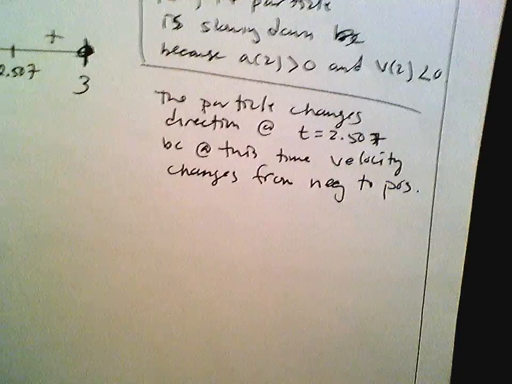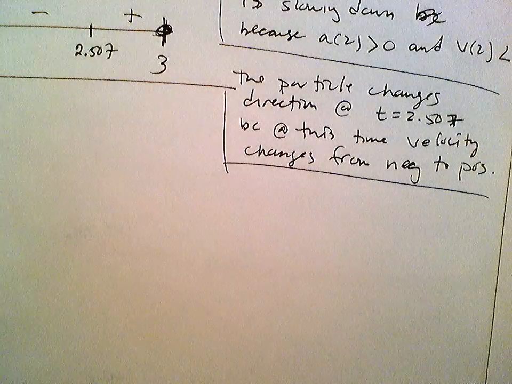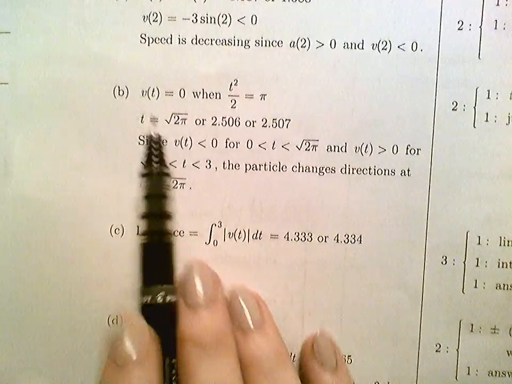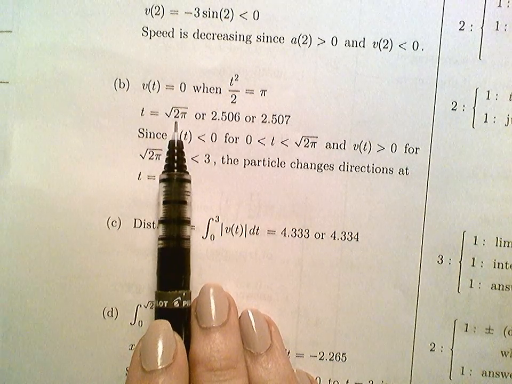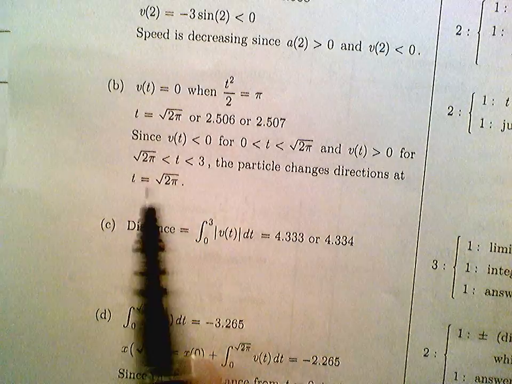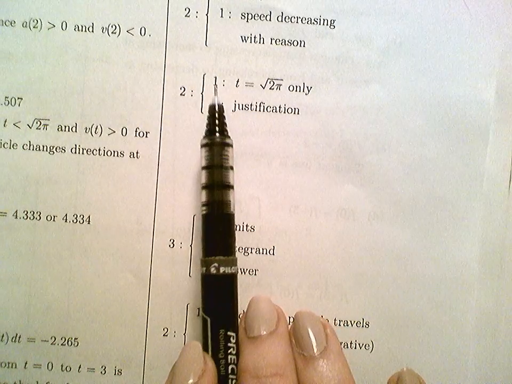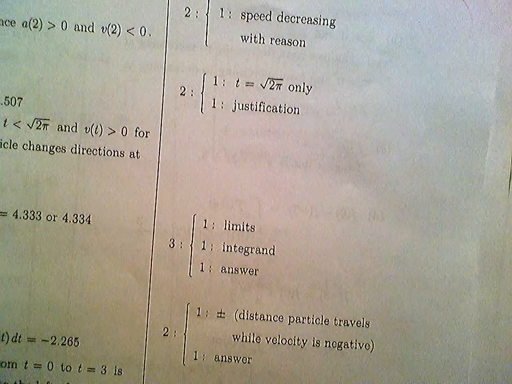Alrighty, so that was part B, and let's see what the rubric says. Okay, so they set velocity equal to 0. If you didn't use your calculator, you would have gotten this exact answer, but this was fine too. And then they say this. Okay, so read that. We would have gotten the 2 points because we have this part. You get 1 point if you just said this only, but we would get 2 points because we had a justification.